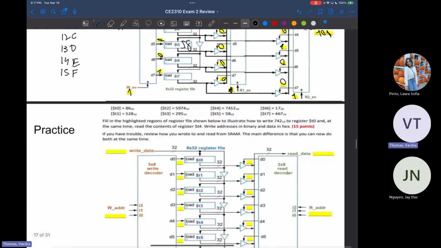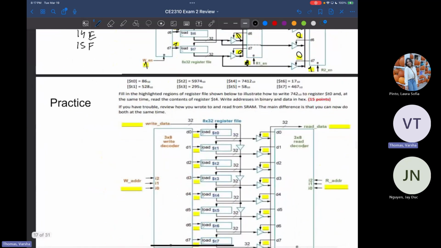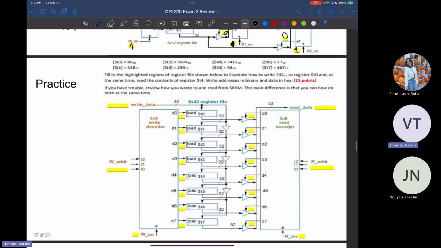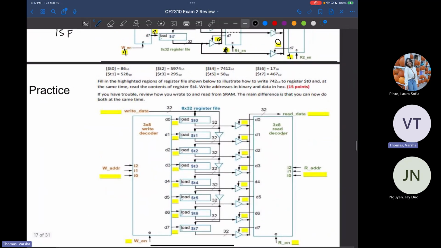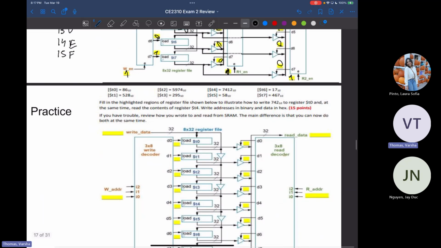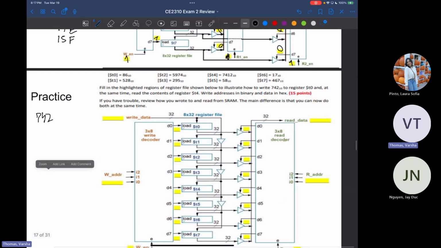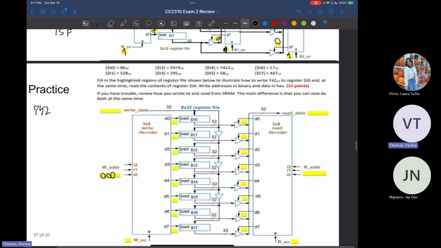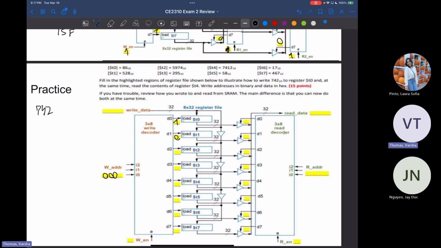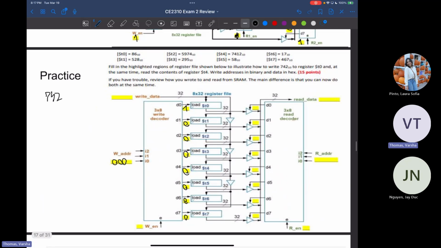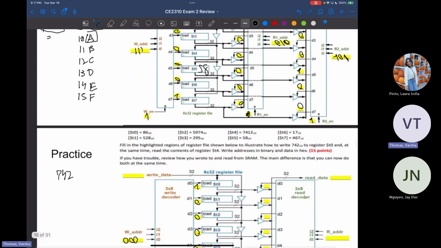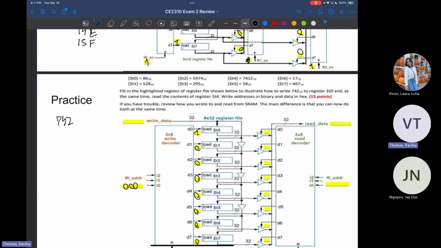So now let's go to the last question that we have on the register, and this is a simpler one. It just has a write and a read, and we're writing 742. We're writing that into T0. So let's go to our W address. We know T0 is just 000, and D0 will be 1, and the rest will contain zeros. And our write enable is 1. So let's convert 742 into binary.